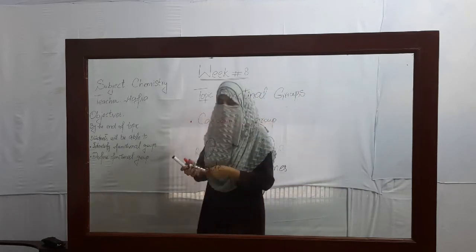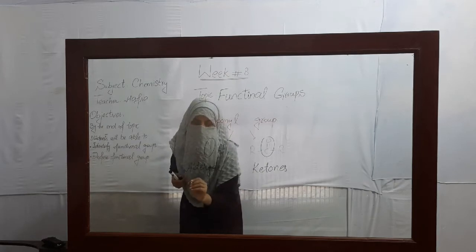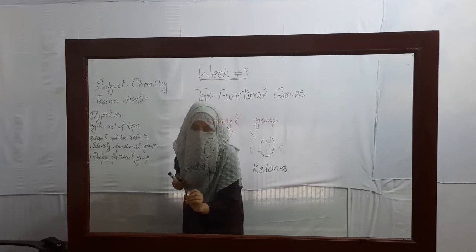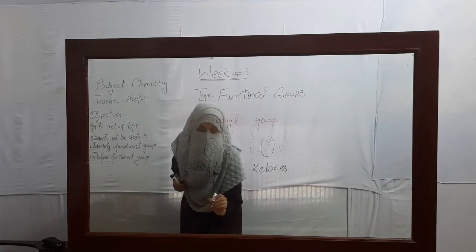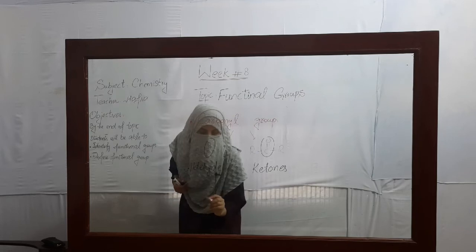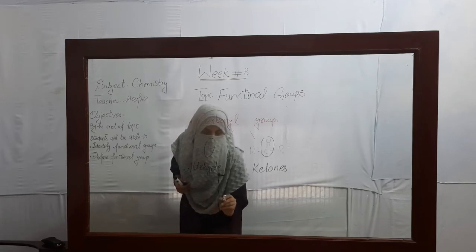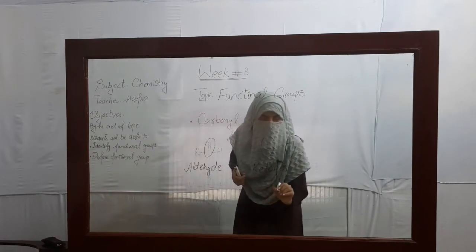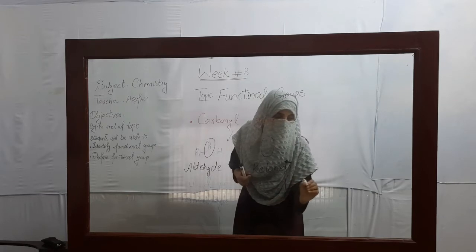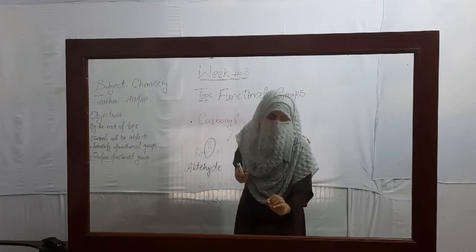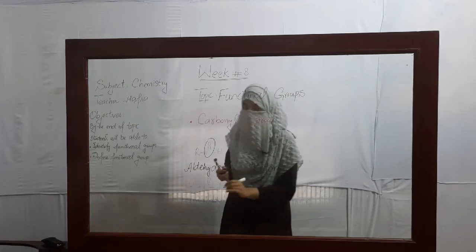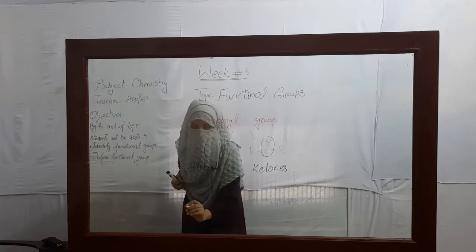Let's take their examples. The simplest aldehyde is known as formaldehyde. And our ketone, its name is propanone, and its name will be methanal.